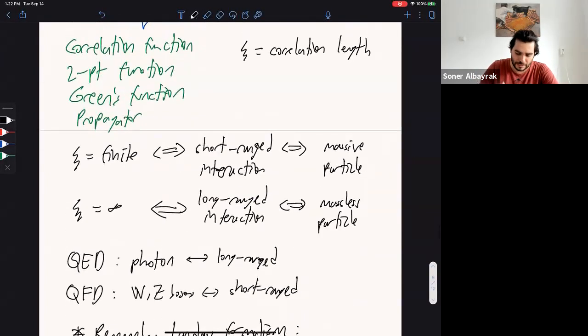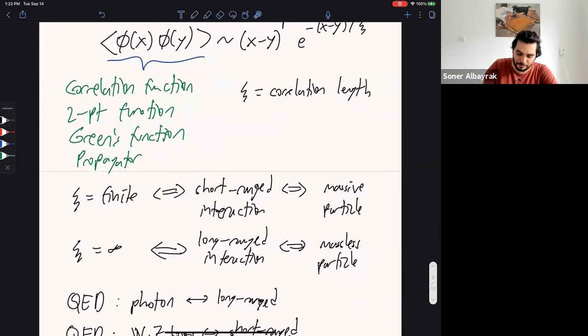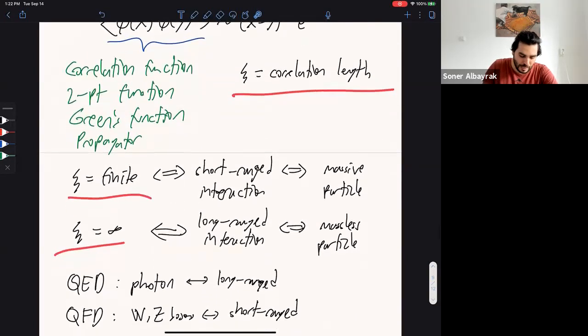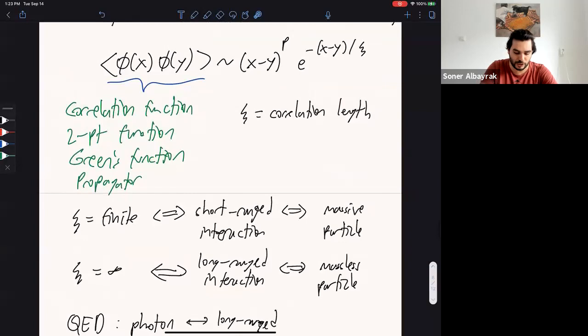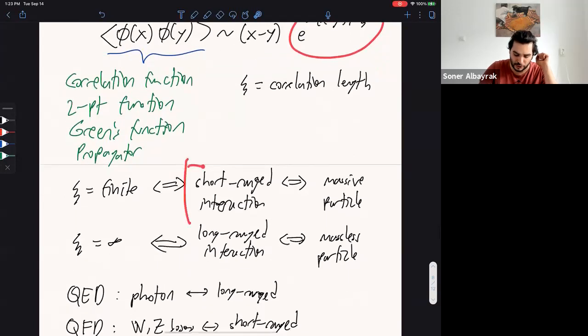Good. Okay, so there are two cases for the correlation length, right? It can be finite or it can be infinite. Now, if it is finite, that's called a short range interaction because this correlation dies off exponentially. It doesn't really reach far out. If they're correlated, that means they share information with each other: the operator at position X and the operator at position Y are exchanging information so that they can be correlated. That information is there because of the interaction. And if it is exponentially suppressed, we call it short range interaction.